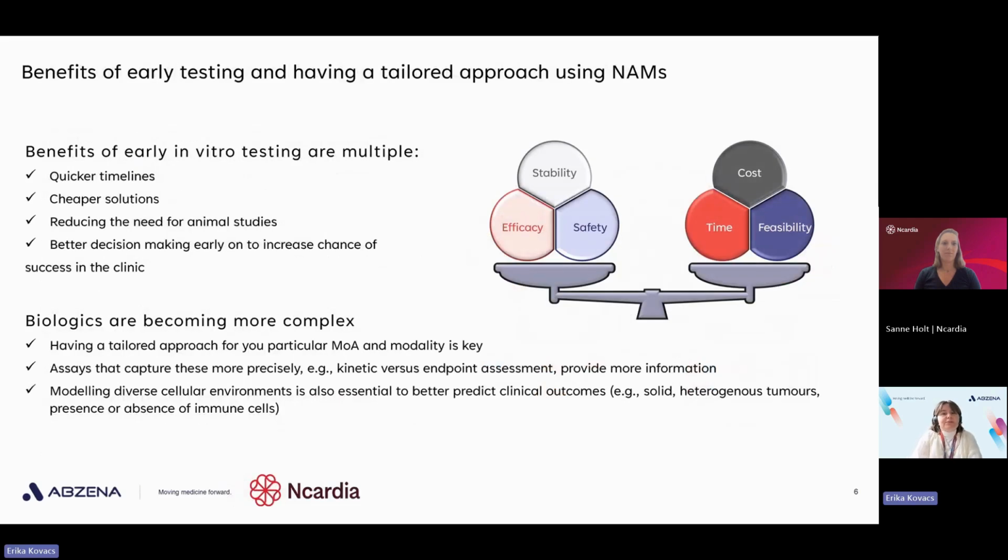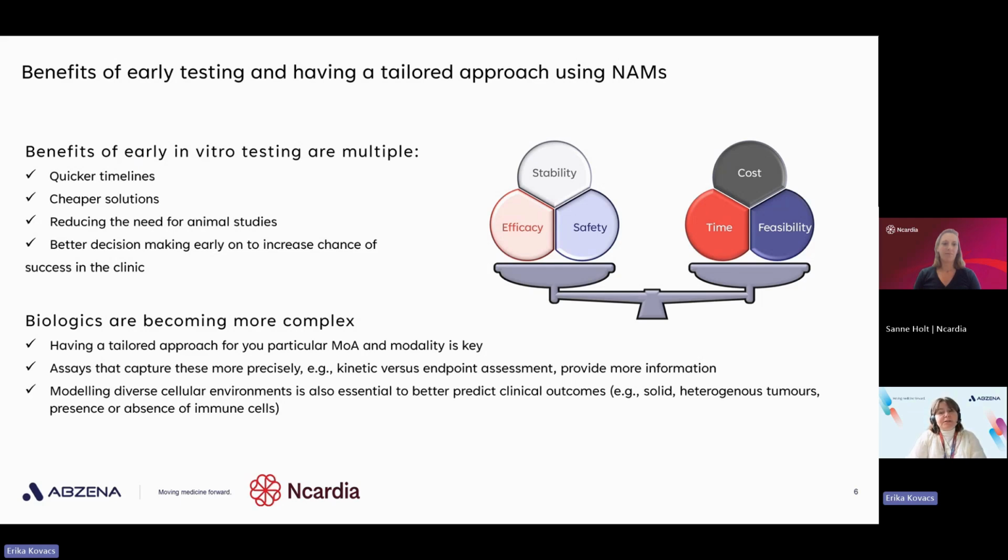And I'm sure we can all agree that if we are able to do this, then there are multiple benefits here. Obviously, the quicker timelines, cheaper solutions, reducing the need for animal testing and the ethical aspects around that. And overall, this would provide a better decision-making platform early on to increase chance of success in the clinic.